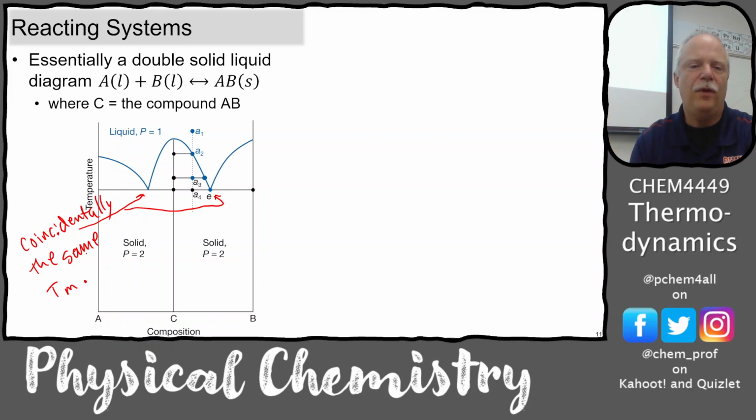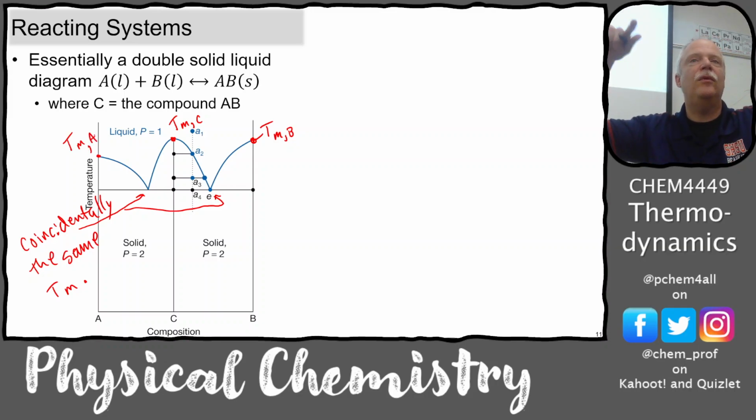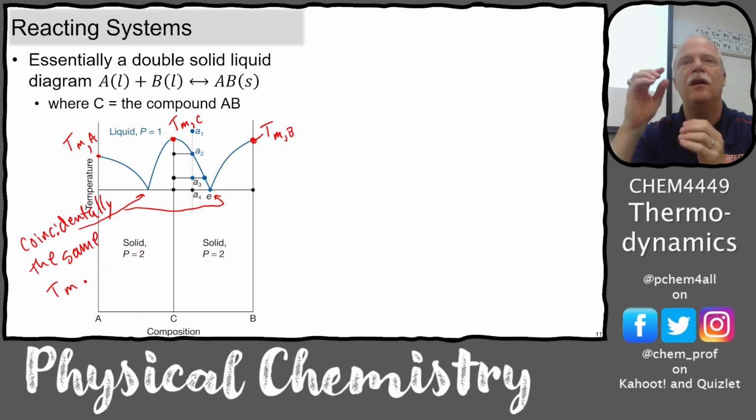Now, compound C is obviously AB, right? So this right here is equal to C. C is equal to the compound AB. Okay, and so right here's the melting point of pure B. That's the melting point of C, and this is the melting point of A. Pretty easy. The maximum points are the melting points. And so also, where you're looking at purity in organic chemistry, that highest melting point is what you're after.